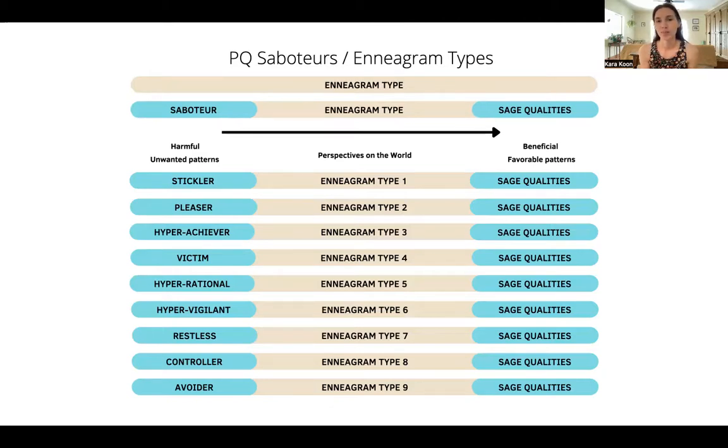For Enneagram type 1, there's the stickler saboteur. For Enneagram type 2, it's the pleaser. For Enneagram type 3, it's the hyperachiever. For Enneagram type 4, the victim. For Enneagram type 5, hyperrational. For Enneagram type 6, hypervigilant. For Enneagram type 7, the restless. For Enneagram type 8, the controller. And for Enneagram type 9, the avoider.